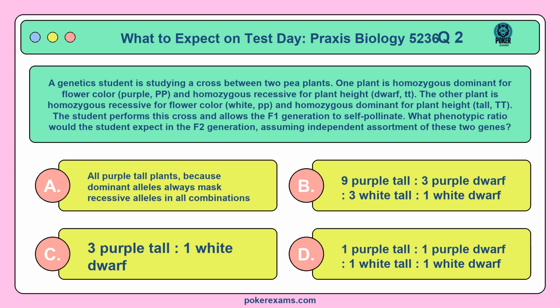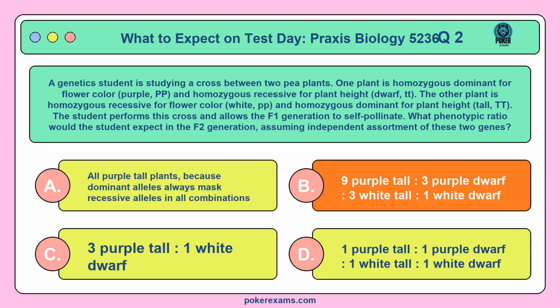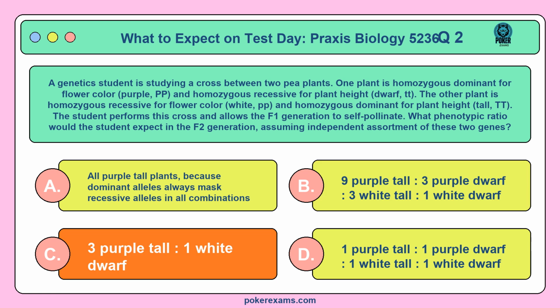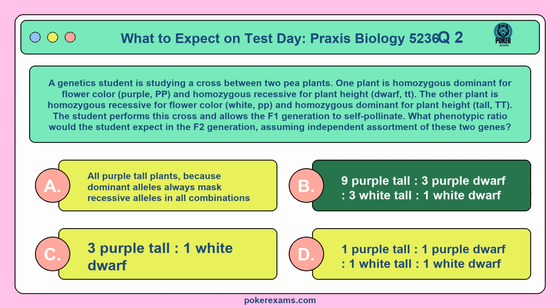Is it? Option A. All purple tall plants, because dominant alleles always mask recessive alleles in all combinations. B. 9 purple tall, 3 purple dwarf, 3 white tall, 1 white dwarf. C. 3 purple tall, 1 white dwarf. Or D. 1 purple tall, 1 purple dwarf, 1 white tall, 1 white dwarf. The correct answer is B.